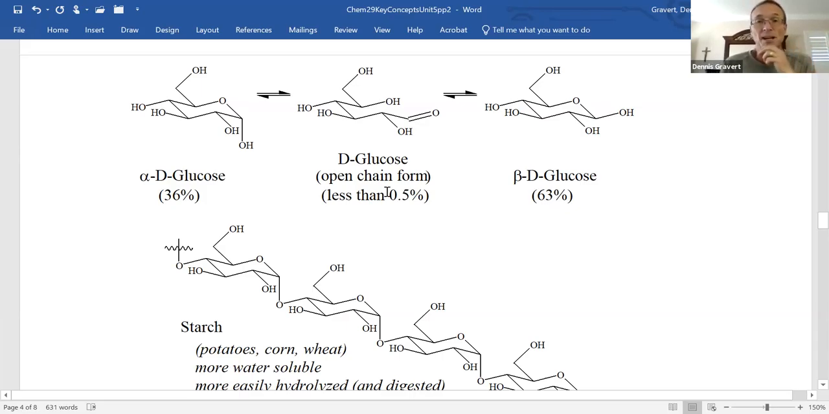In the bloodstream, it's been analyzed that blood sugar is less than 0.5% in the open chain form. 36% is in the alpha form that's in a ring. 63%, ooh, high number, is in the beta form. Why is that? Why is it not 50-50 alpha and beta? Because the beta form, up is beta, is also an equatorial bond. And there's more room here. The alpha form, it's more crowded.